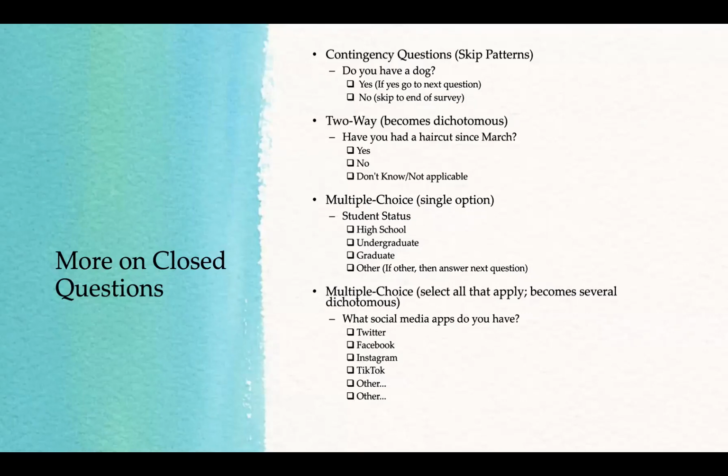Multiple choice. So there's two kinds of multiple choice. If you notice, the first one is single option, and the next one is select all that apply. The way that you code these when they become a data dictionary, and we'll talk about that as we review data dictionaries in lab, is the single option becomes a categorical variable, right? So you can only pick one, you force them into a single option, whereas the multiple choice becomes a lot of dichotomous questions, a lot of two-way questions, right? Because you can't code a select all that apply like a categorical question. And I'll show you more about that in lab.